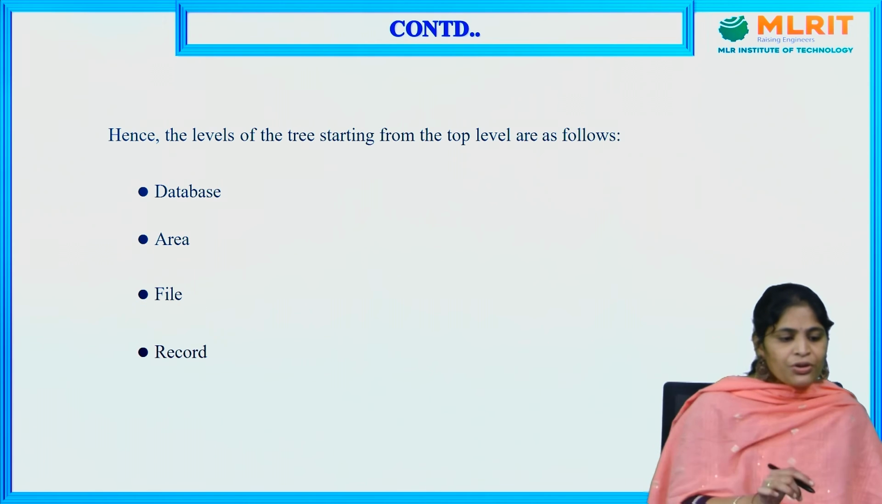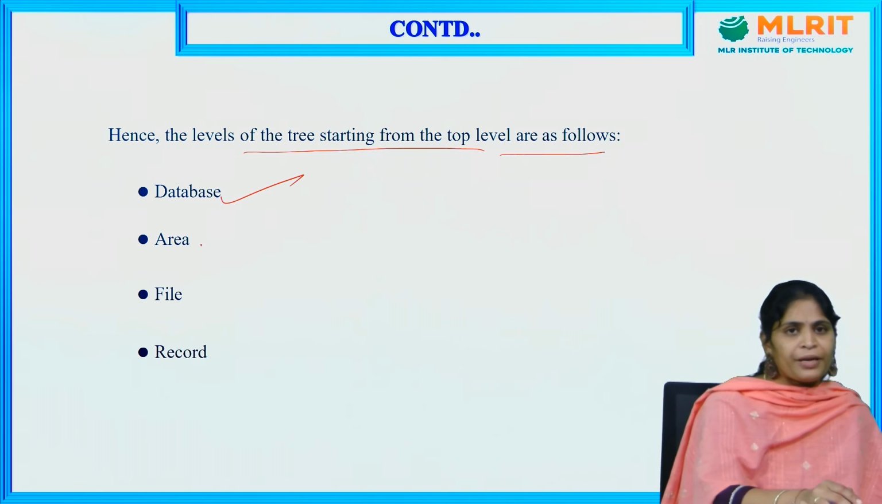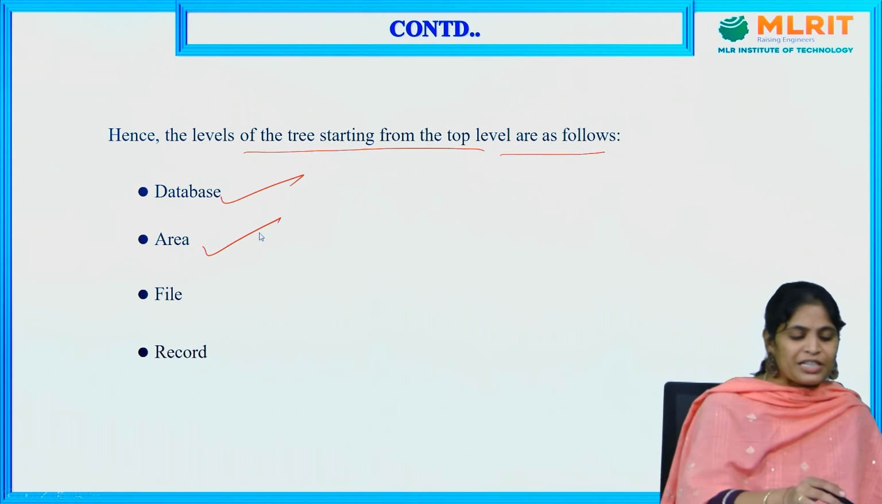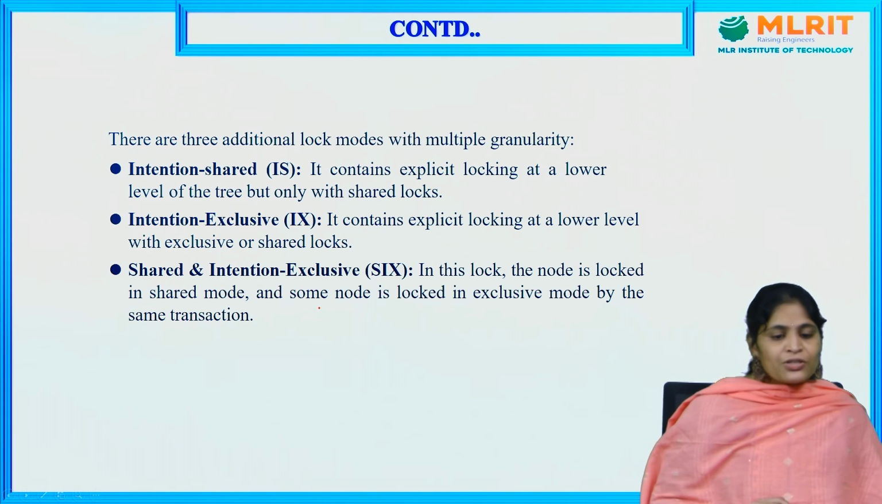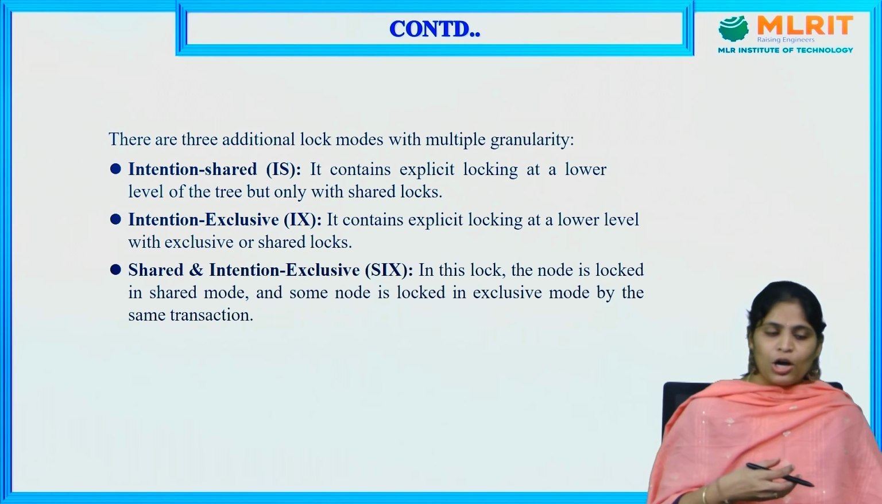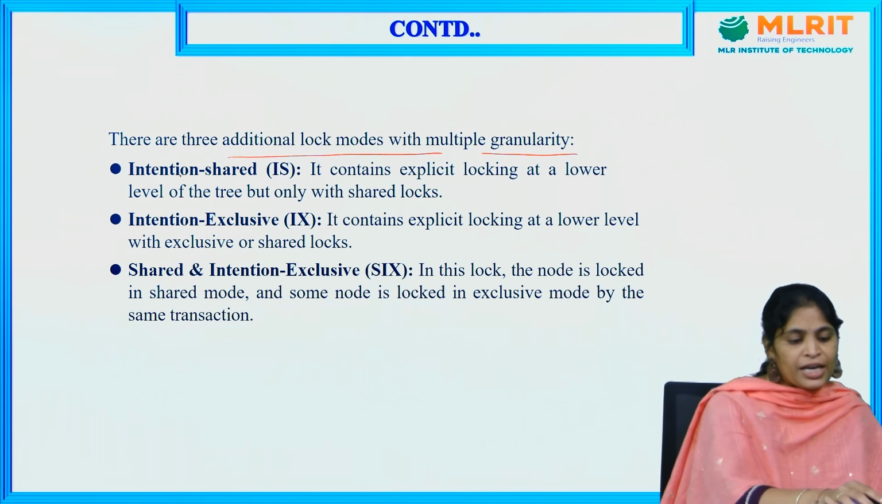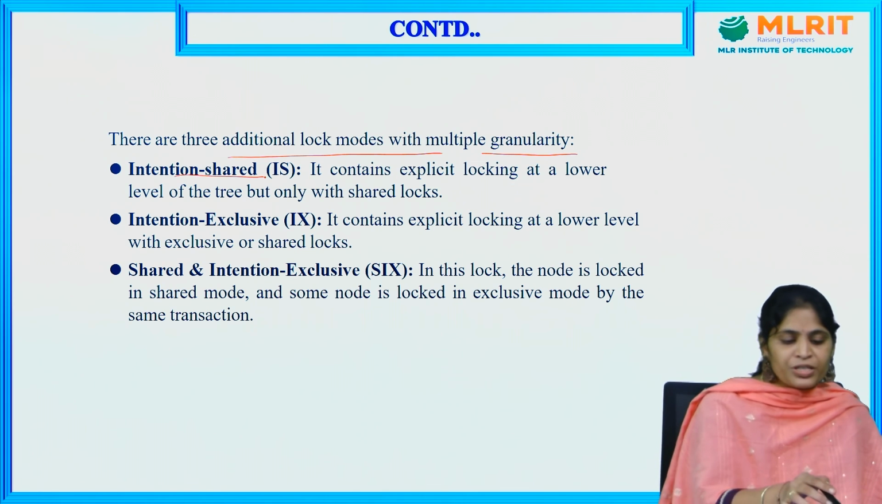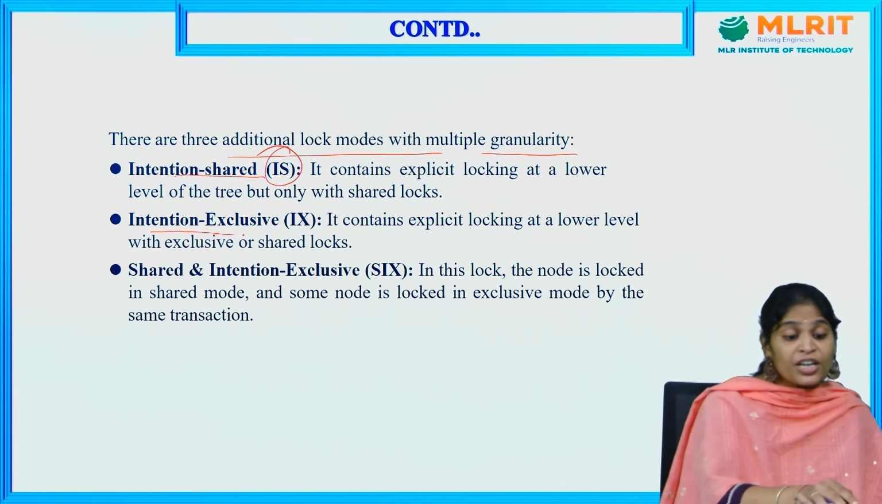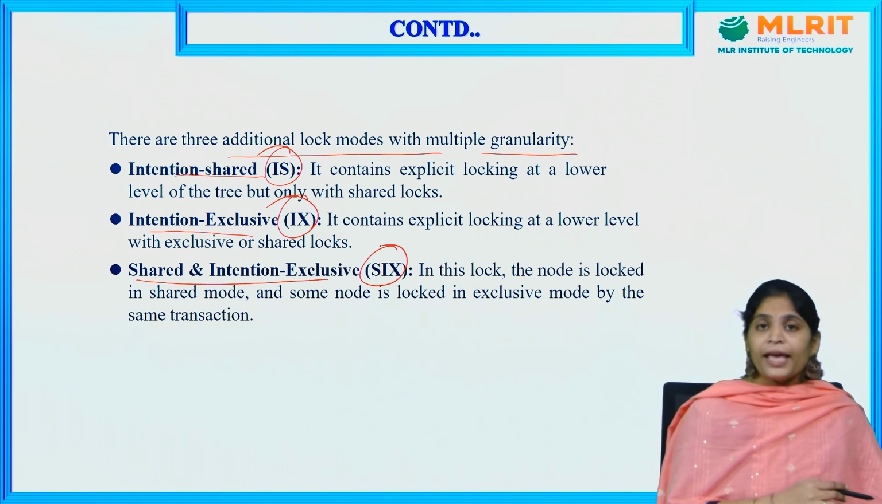Hence the levels of the tree starting from the top level are as follows: database, area, files and records, as I have represented in the tree representation. Here we can acquire the locks. There are three additional lock modes with multiple granularity. What are those? Intention shared lock, represented by IS. Intention exclusive lock, represented by IX. And shared and intention exclusive, represented by SIX.